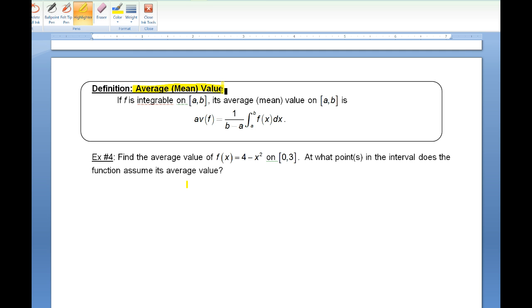I just haven't looked. So first of all, here's a word that Microsoft Word doesn't recognize, but it is integrable, meaning that you can integrate it. In order to integrate, it has to be continuous on a closed interval. So the average value on that interval is going to be 1 over b minus a, and then the integral of f of x from a to b.